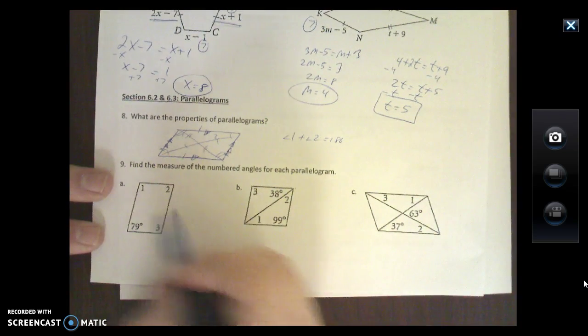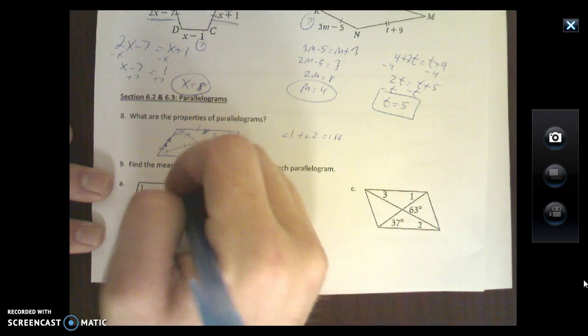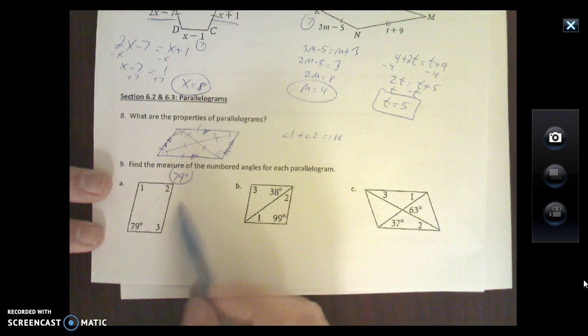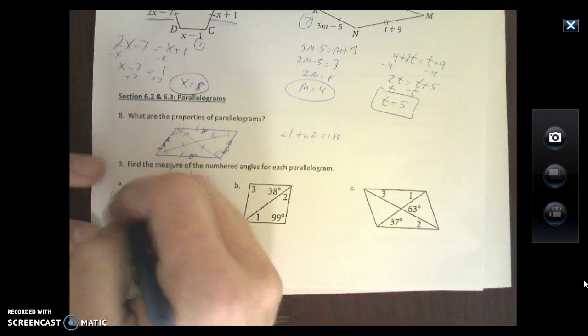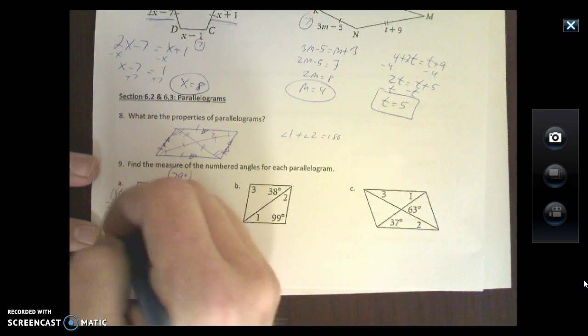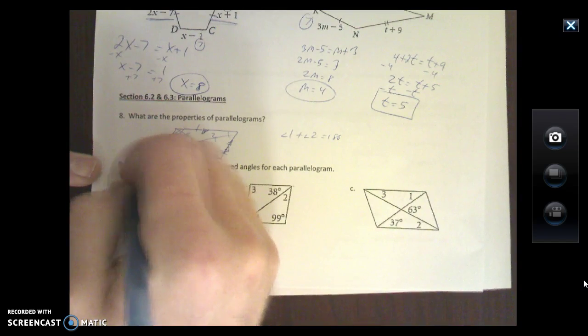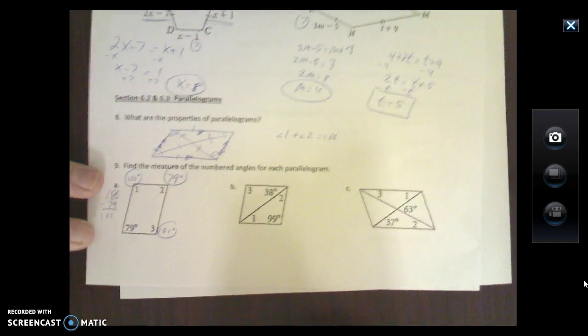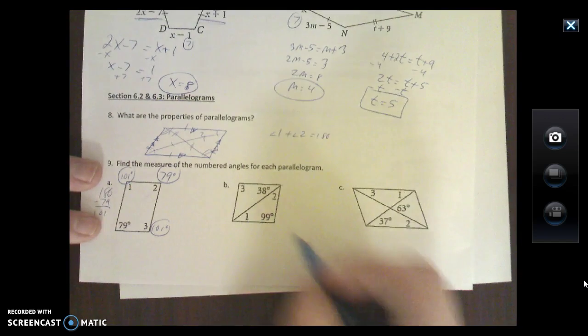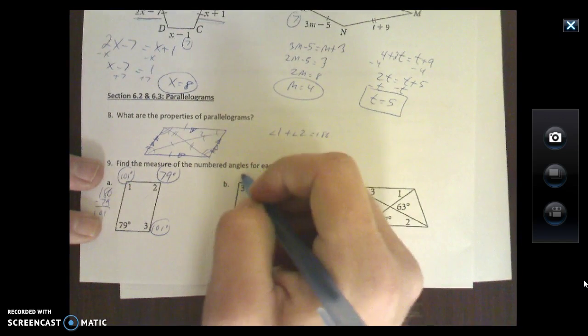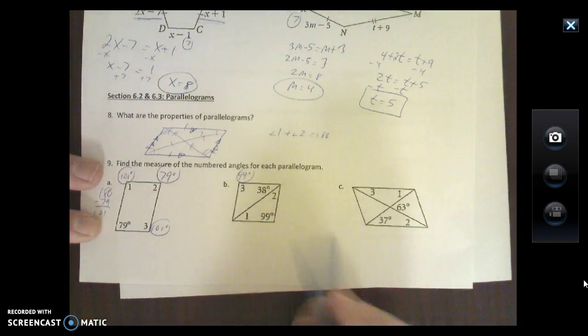Number 9, opposite angles are the same. This has got to be 79 degrees. Angles next to each other have to add to 180. So I can do 180 minus 79, 101. Okay, good. So here, if this is 99, angle 3 has got to be 99 degrees.